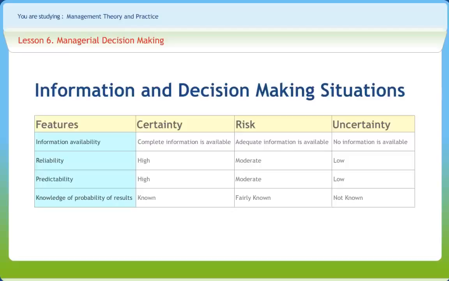Under the situation of risk, adequate information is available. Reliability and predictability of the information is moderate. The probability of the result is fairly known. And as you can see in the last column of the table, under the situation of uncertainty, no information is available. Reliability and predictability of the information are low and the probability of the result is not known.